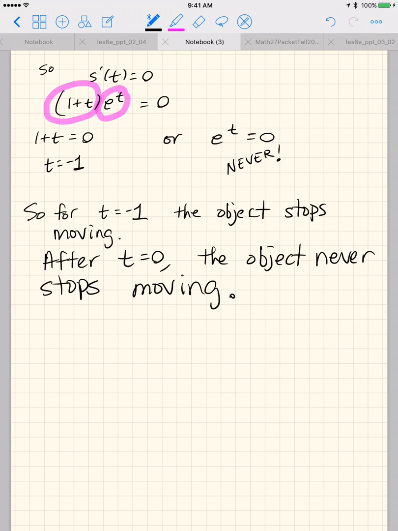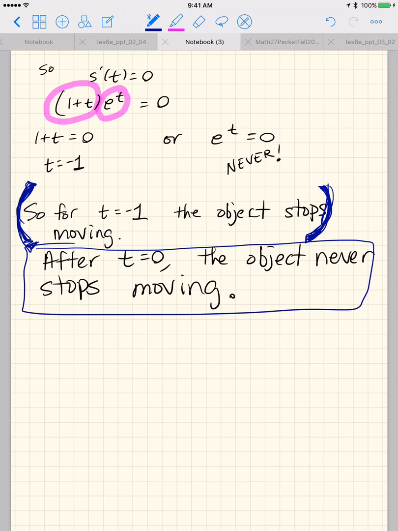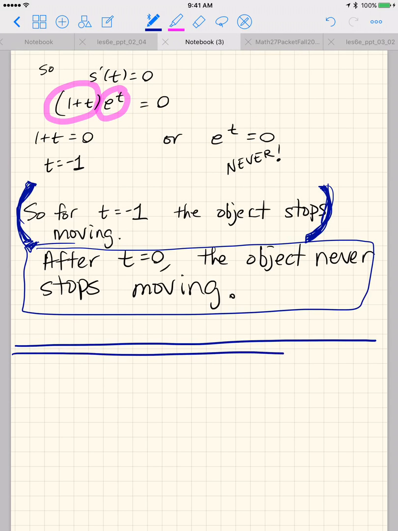So in fact, I'm going to put in parentheses this first answer here, because there might be some physics context where you would want to look at negative time. I don't know. So for right now, the more reasonable answer would be to say the object never stops moving.